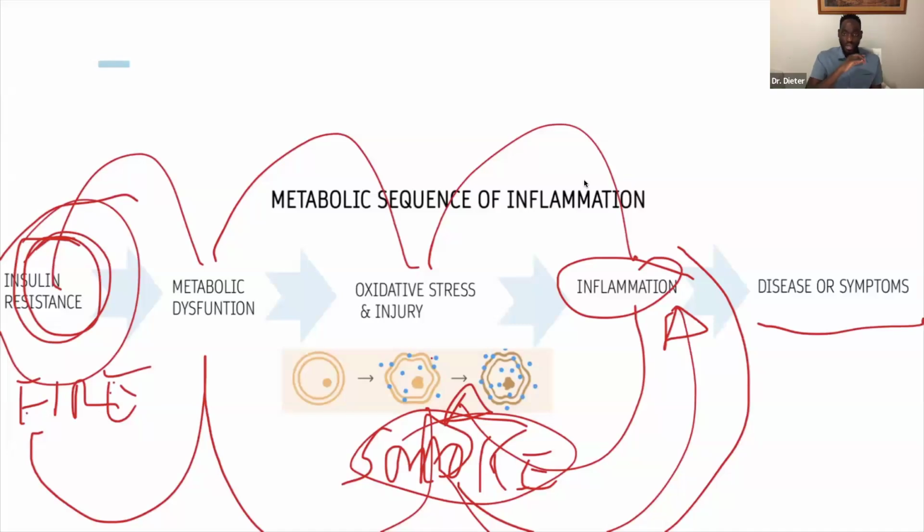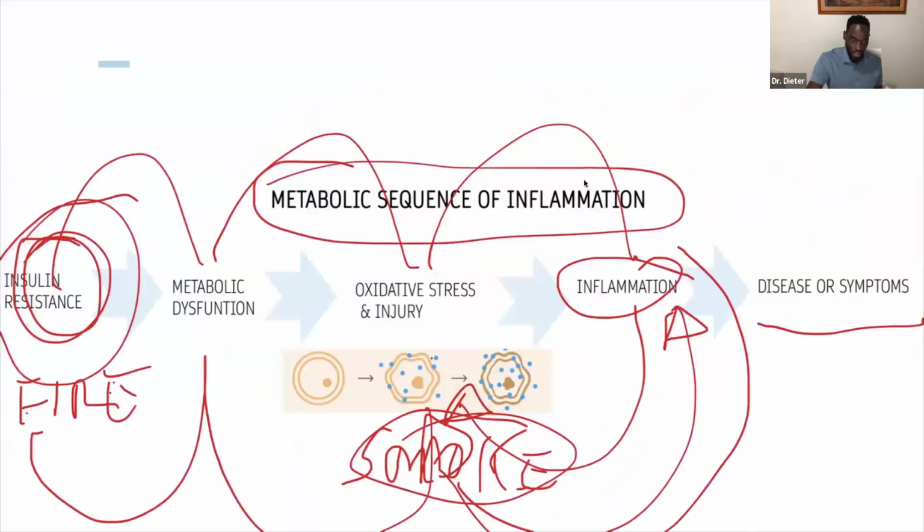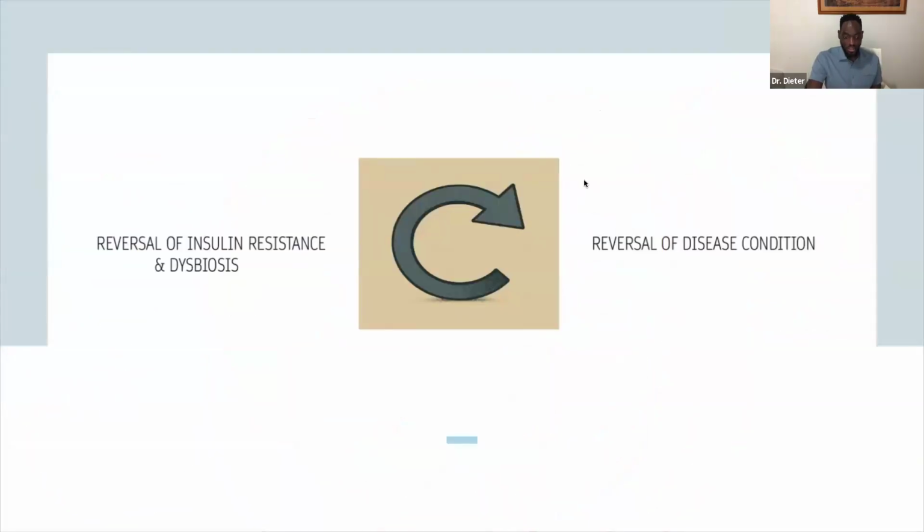Think about inflammation like a chronic, slow burning fire in your body that is supposed to normally turn off, but it's just on and on and on. And dysbiosis, as well as insulin resistance, contribute to the metabolic sequence of inflammation, causing energy deficiency. The good news, ladies and gentlemen, is that there's now reputable science that if you reverse the insulin resistance and reverse the dysbiosis, you can reverse the disease condition. And it's that simple but profound.